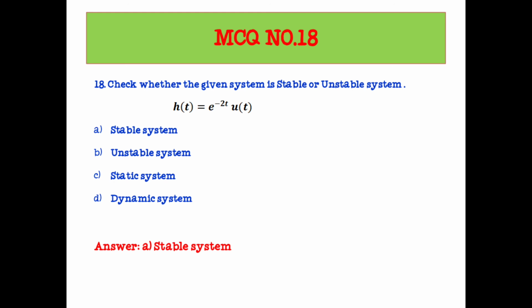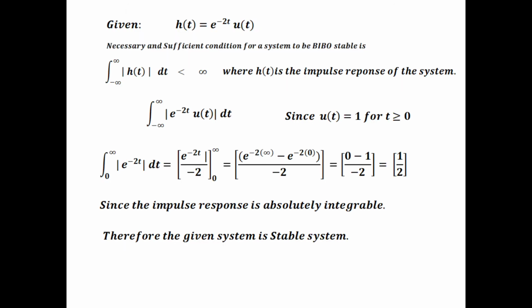Check whether the given system is stable or unstable. h of t is equal to e power minus 2t u of t. h of t is given. So you can write the necessary and sufficient condition for a system to be stable. That is the integral from minus infinity to infinity of modulus of h of t dt should be less than infinity, in which h of t is given in the problem. You can substitute e power minus 2t u of t. So what is u of t? We know it is 1 for t greater than or equal to 0.